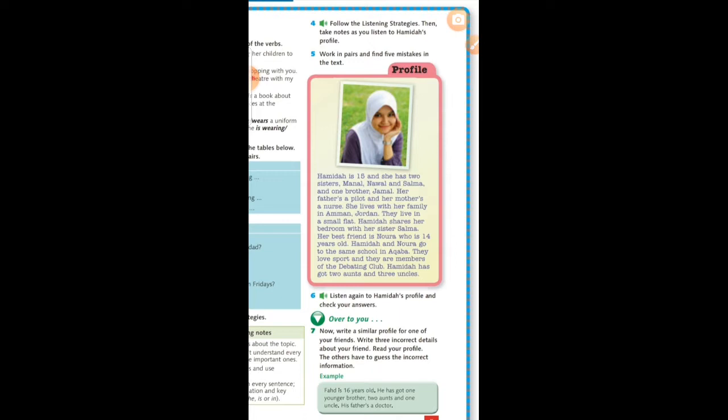Hamida is 15 and she has 3 sisters, Manal, Nawal and Salma, and 1 brother, Jamal. Her father's a dentist and her mother's a nurse. She lives with her family in Amman, Jordan. They live in a big flat. Hamida shares her bedroom with her sister Salma. Her best friend is Noura, who is 14 years old. Hamida and Noura go to the same school in Amman. They love English and they are members of the debating club. Hamida has got 2 aunts and 3 uncles.